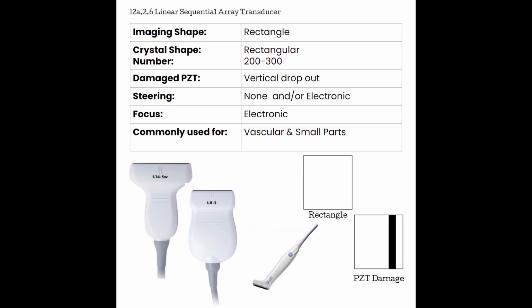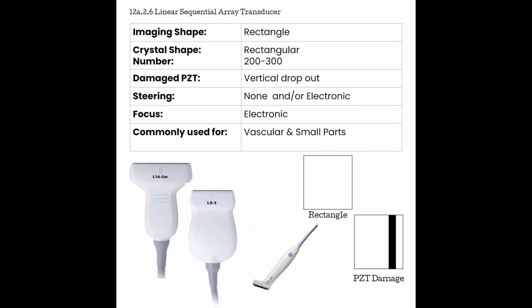The next transducer is the linear sequential array transducer. Now these are our modern transducers, remember, so they don't work quite the same way as the linear switched array transducer worked, but they still use sequential scanning. They also are capable of using some phased technology as well. So the images created by the linear sequential array transducer are rectangular. The crystals are also rectangular, and there are quite a few of them across the face of the transducer.